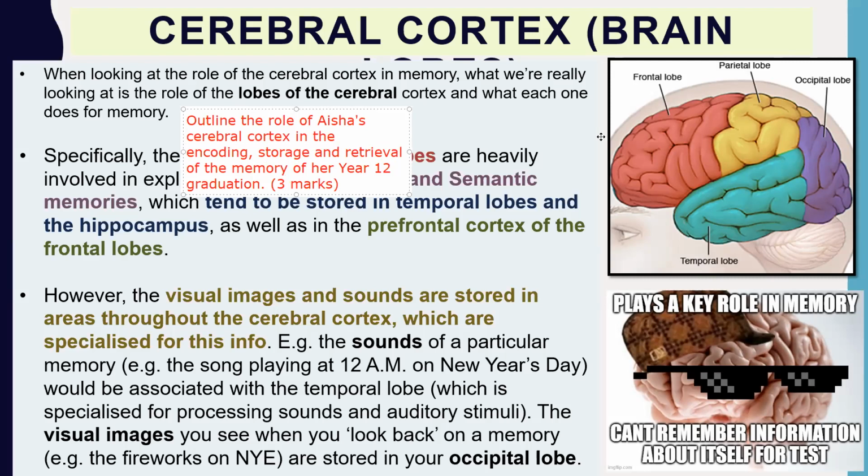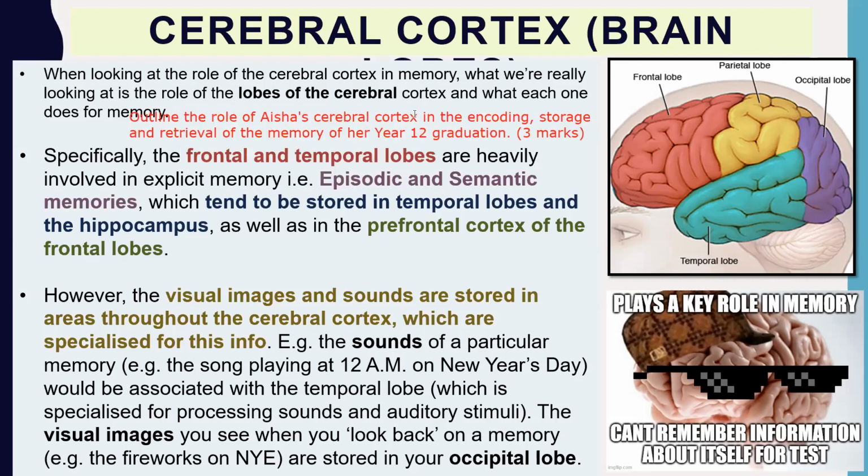Okay, so you can see here it says outline the role of Aisha's cerebral cortex in the encoding, storage, and retrieval. So now that we know, guys, how would we attempt this question? Or give me a few points that you would include. There are 3 main parts to this question. We need to talk about how the memory of her year 12 graduation was encoded, how it was stored, and how it was retrieved in terms of the cerebral cortex, so the specific areas. So how would you break this question down? Remembering it's worth 3 marks, and there are 3 kind of things you need to make reference to.